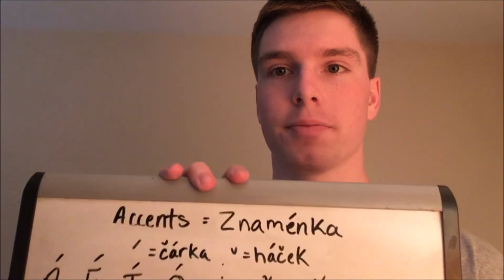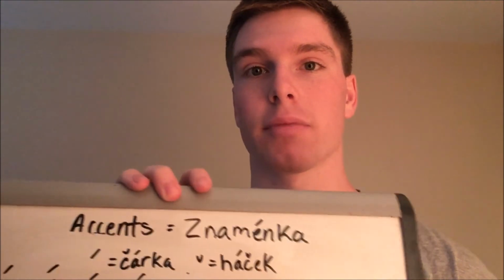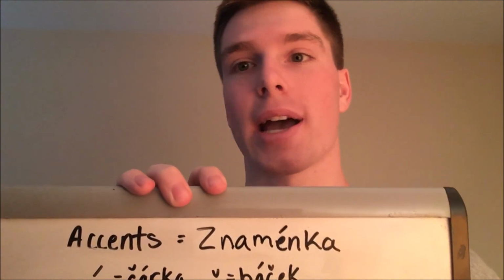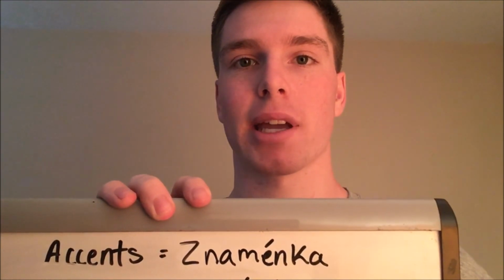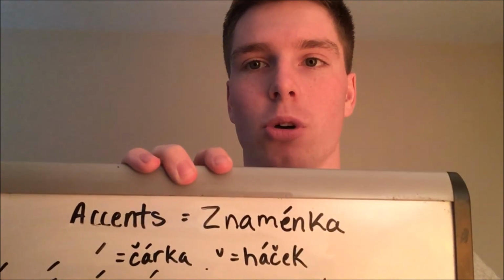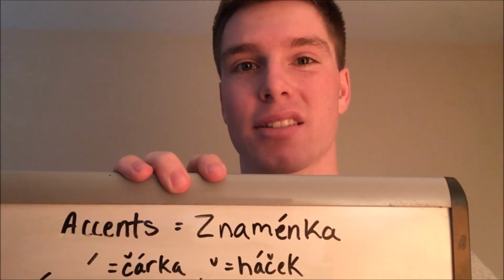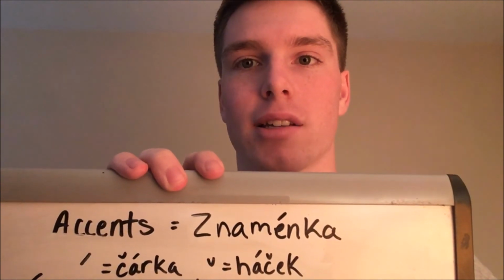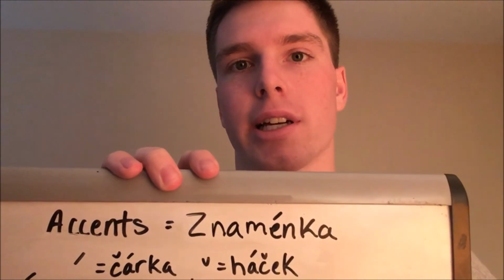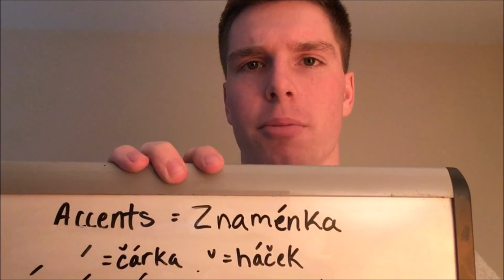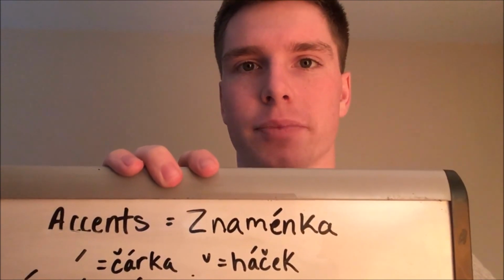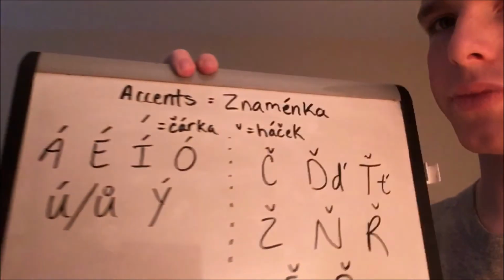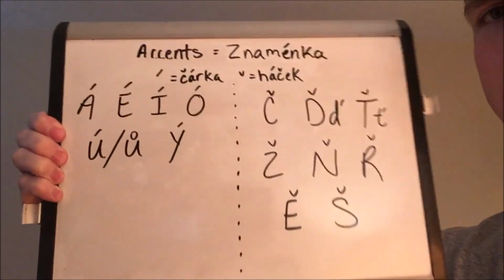So first off, to say accent, like an accent that goes on a letter, is znamenko. So accents, to make it plural, is znamenka. So you have your 2 main accents, the čárka, which means acute, and háček, which means like a little hook, and it looks pretty much just like a carrot or a little V. So these are the letters that get each one.